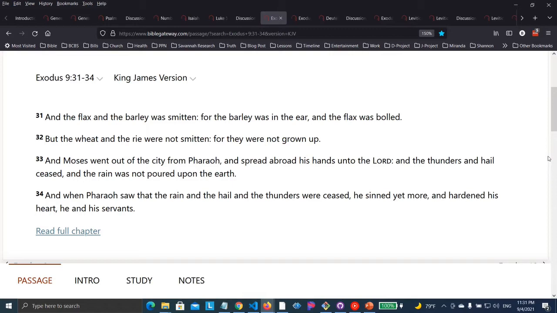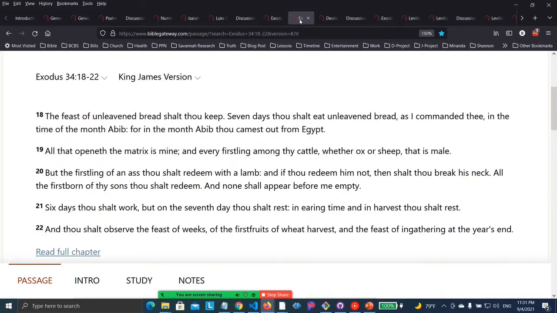But notice the wheat and the rye are not smitten. So this is our big clue, because they're not grown up. So this is in that time when the barley is in the ear. It's formed little ears. They haven't necessarily opened, but it's formed ears. And this is a very important grain crop in Egypt and in the ancient world in general. Okay, so that's our first clue: barley needs to be in the ear.